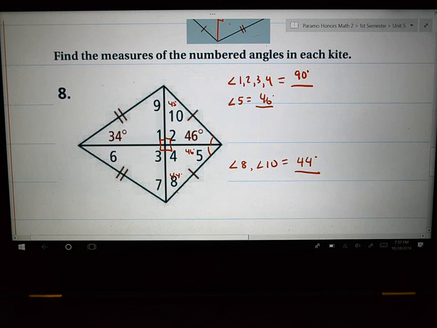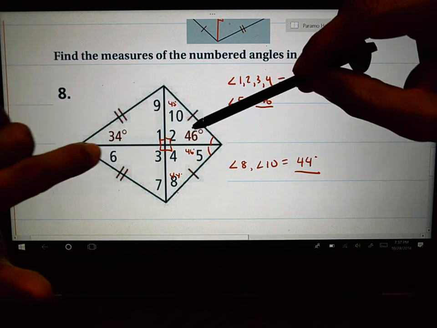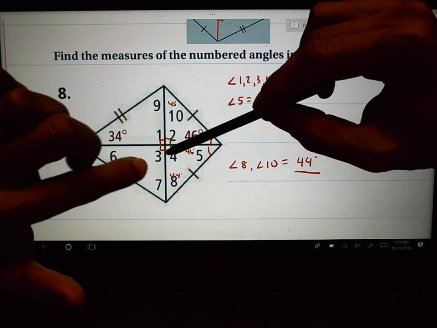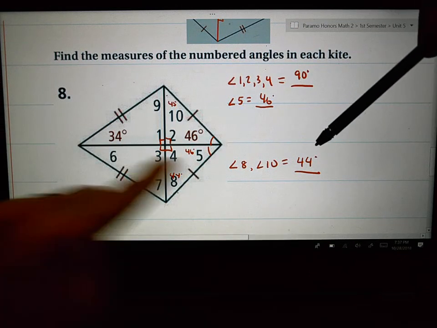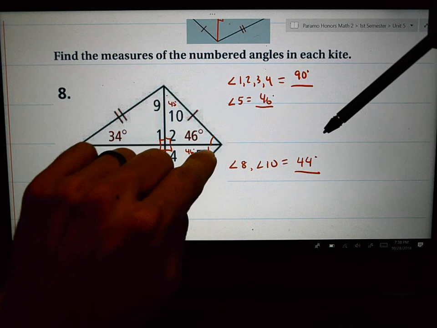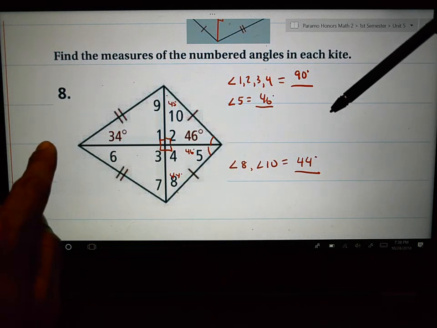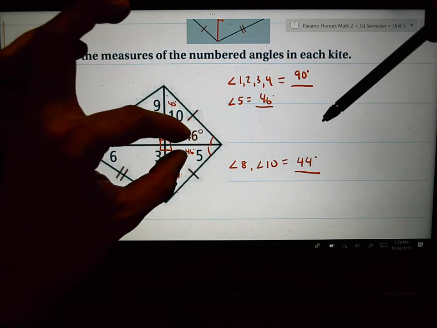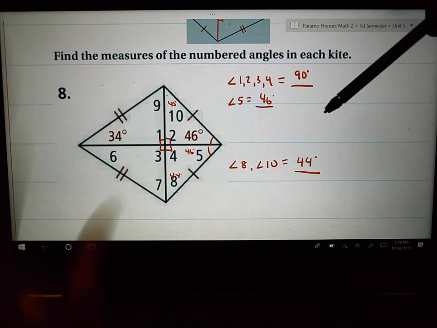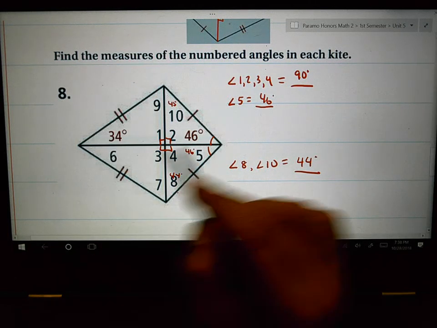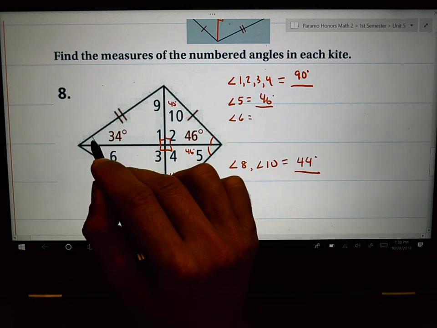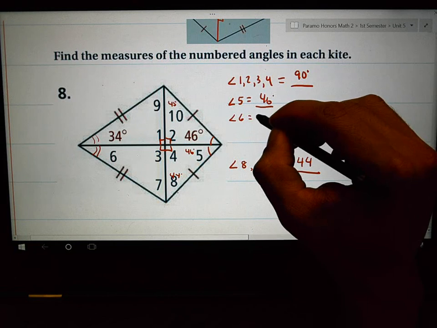And then what do I have left? I have 6, 7, and 9 left. What I do not want to do is pretend that this is a rhombus. A rhombus is one of the only ones that can bisect and make two congruent angles. You can assume that a kite's spine, from the top of the kite to the bottom, will bisect the angles. That is a true statement, but not the wings of the kite. So if this is 34, angle 6 will be the same as the 34 degrees. So I'm going to put 34 degrees there.